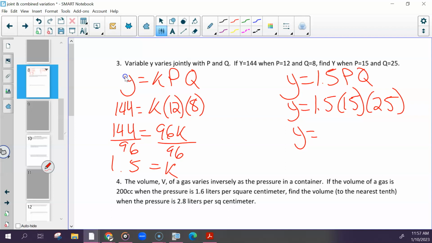What's our y value? 562.5. Okay. When you are checking for jointly problems, you'll have to put in the number you found, use the numbers that were given, and then solve for k and see if you get the same thing, which you should. Questions on that one?